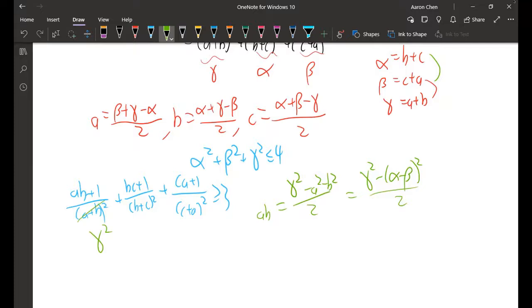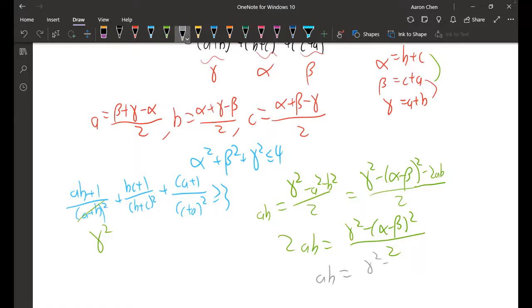And so, at the same time, this thing adds another plus 2ab. Oh, sorry, no. I didn't write that. I meant minus 2ab. So this means that 2ab is equal to gamma squared minus alpha minus beta squared divided by 2. And so what that means is that ab is equal to gamma squared minus alpha minus beta squared divided by 4.